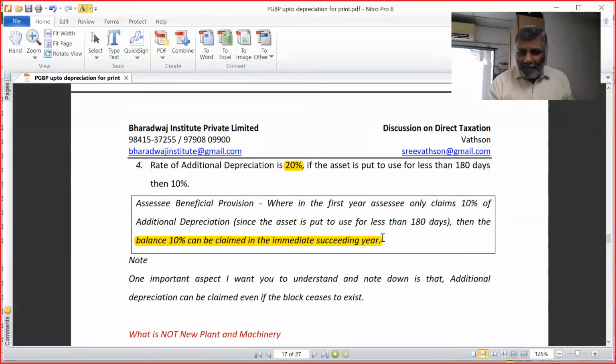And this note is more for your practical work, if not for your examination. Additional depreciation can be claimed even if the block has gone out of existence. Additional depreciation is not on the amount balance available for depreciation. It is on the purchases made during the year. So this can be claimed even if the block ceases to exist. Read through, please.